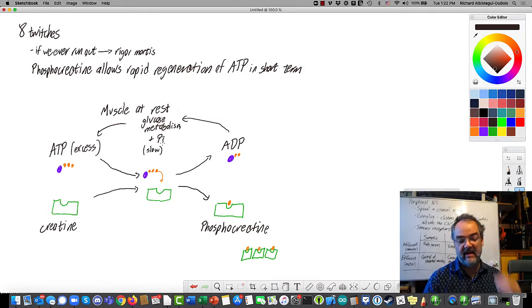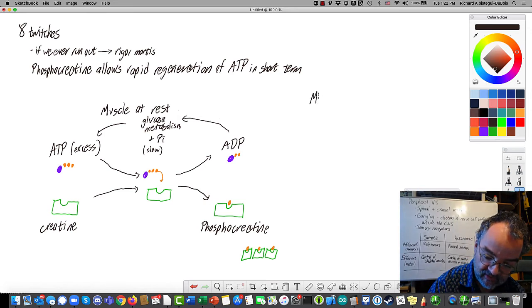So at rest, the only reason we can do this is because we're not using very much ATP relative to what we're making. So if we're making more than we need, we can take some of the excess ATP and use it to transfer a phosphate onto creatine, making phosphocreatine. Now, the reason that that's useful is this.